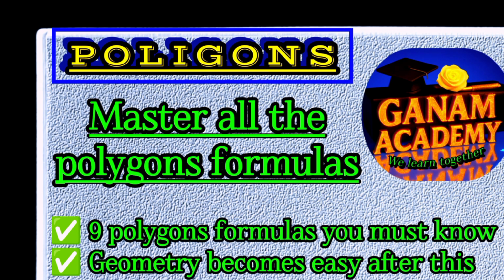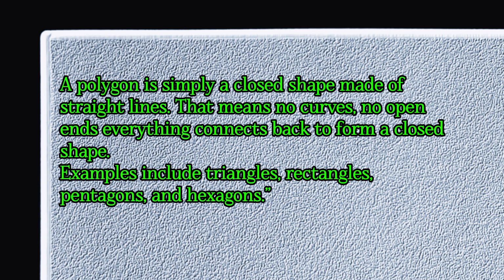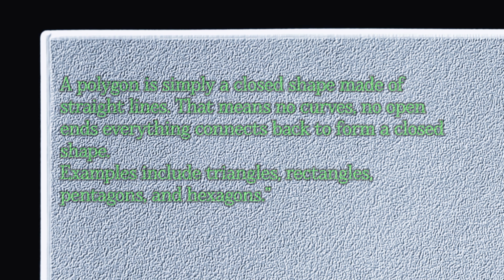In today's lesson, we learn about polygons, what they are, their different types, and most important, the formulas you need to know while dealing with polygons. So a polygon is simply a closed shape made of straight lines. That means no curves, no open ends. Everything connects back to form a closed shape. Examples include a triangle, rectangles, pentagons, and hexagons, and many others.